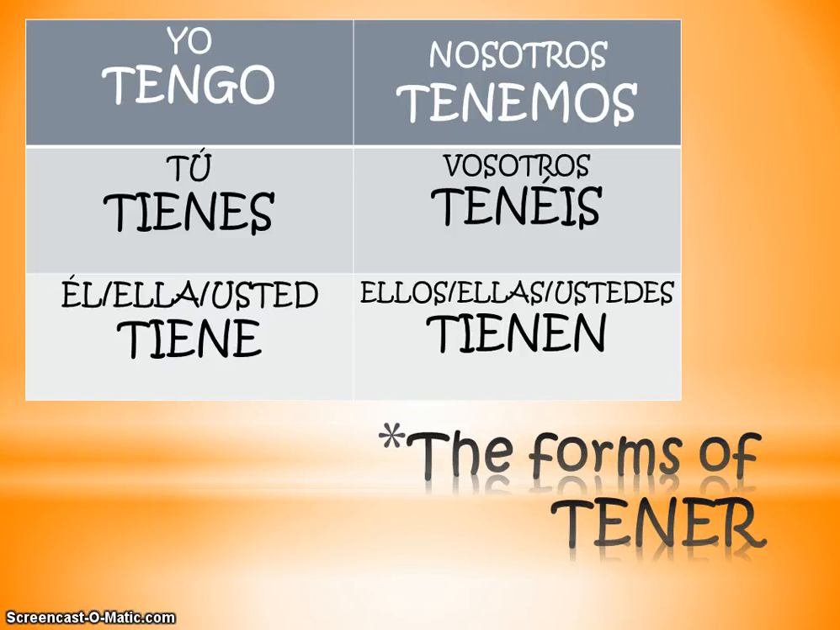The yo form is tengo, tú form, tienes, el a usted form, tiene, nosotros tenemos, vosotros tenéis, and ellos, ellas, and ustedes tienen. So again, tengo, tienes, tiene, tenemos, tenéis, tienen. Now make sure if this doesn't look familiar to you or if you don't remember this very well that you write it down.